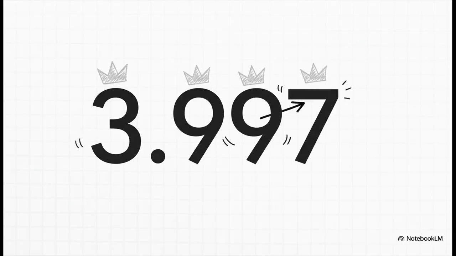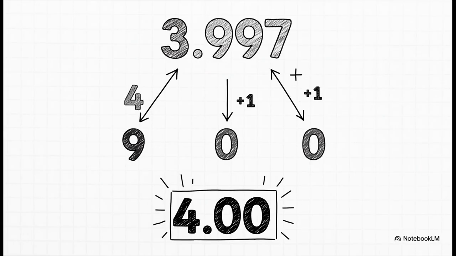All right, let's try a trickier one. We're going to round 3.997 to 3 significant figures. So our first significant figure is the 3, the second is the first 9, and our key digit, the third one, is that second 9. Its neighbor, the 7, is our decider, and I think you can probably see a bit of a chain reaction about to happen here.